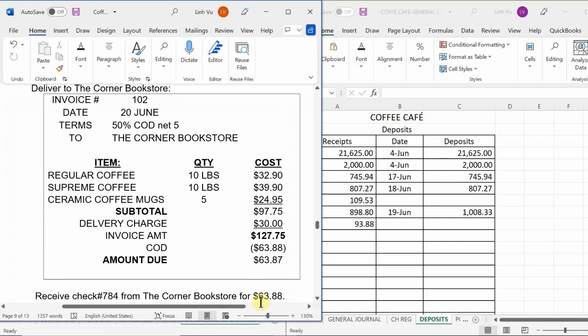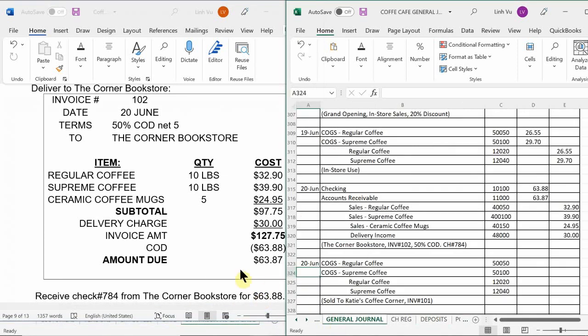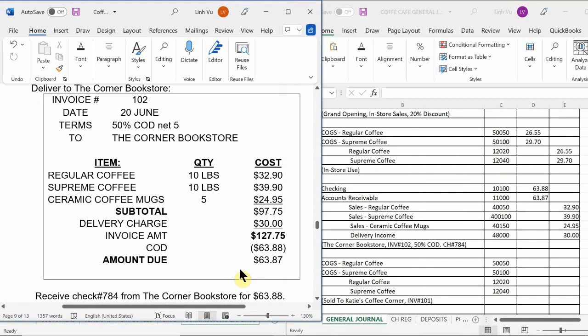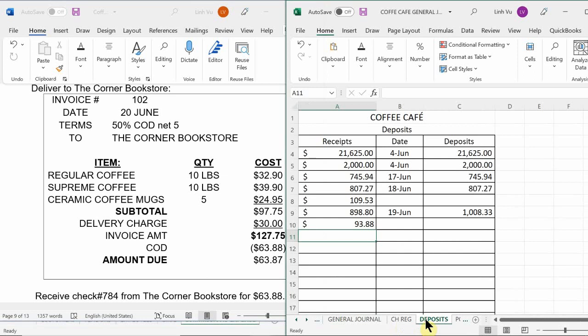Now we could go ahead and update our inventory. So here we need to update our inventory. We sold 10 pounds. For the deposits, did we put the right amount? 93.88 or 63? Isn't it 63.88? You're right. 63.88. Thank you.